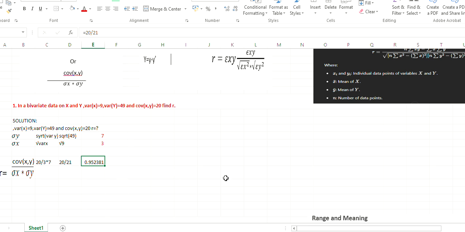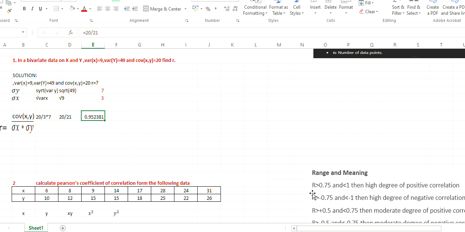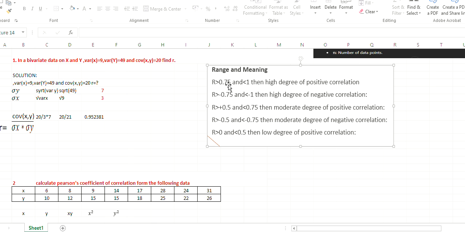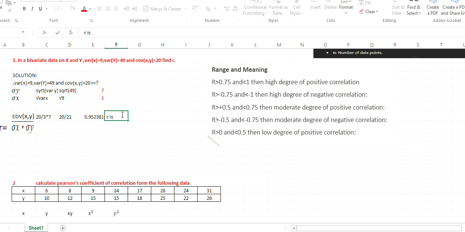0.92381. So what kind of relation is r? Here I mentioned the range. Just check with this. It is positive, greater than 0.75 and less than 1, right? So what kind of relation is r? Then you have to write now: r is a high degree positive correlation. That is all you have to give. They may ask this for 2 marks or 5 marks. This will be given, and you have to find the solution.